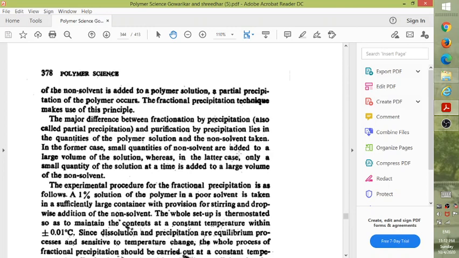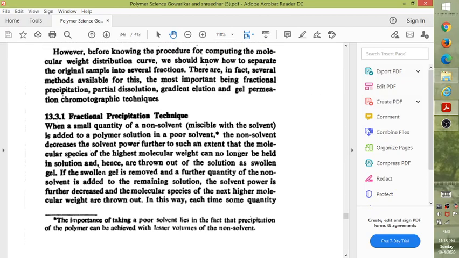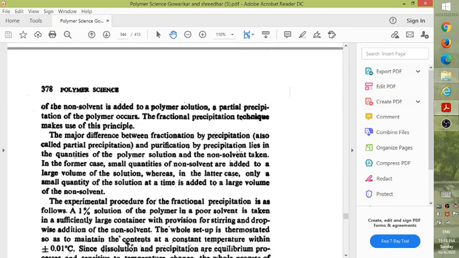The major difference between fractionation by precipitation and purification by precipitation, because I may have said the same thing in purification also, lies in the quantities of the polymer solution and the non-solvent taken. So in the former case, in fractionation by precipitation, small quantities of non-solvent are added to a large volume of solution.